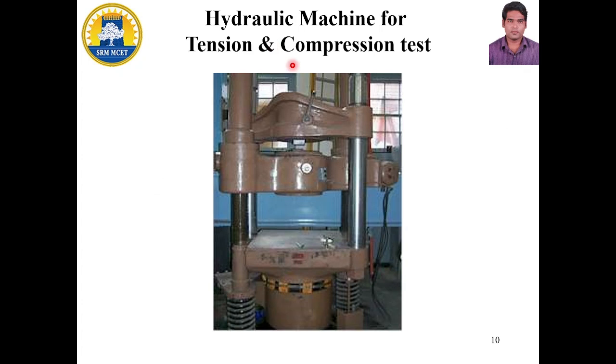This image shows the hydraulic machine used for tension and compressive tests. Here we can see this part is where the testing material is secured, and when these jaws move apart from each other, that causes the tensile force, and that causes the tensile stress within the body. And when these move towards each other, that causes a compressive stress within the body. So by this means we can test the tensile and compressive limits of a material.